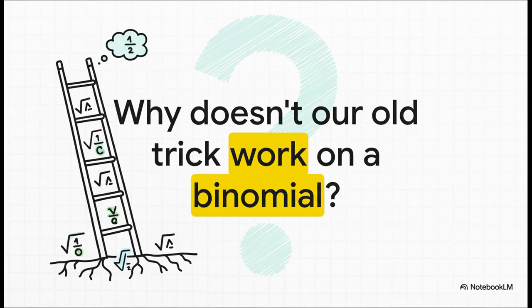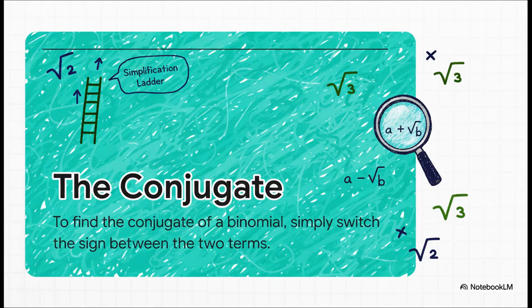We'd get 4 times root 2 minus 2. You see, we got rid of one radical, but we just created another one. We're just chasing our own tail. We need a more powerful tool. And that tool is called the conjugate.